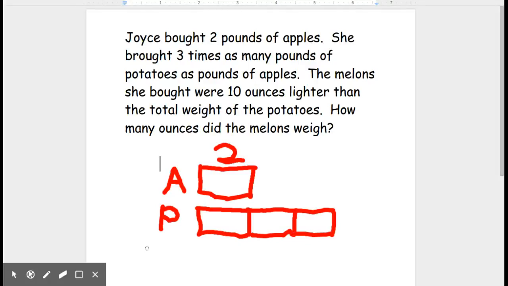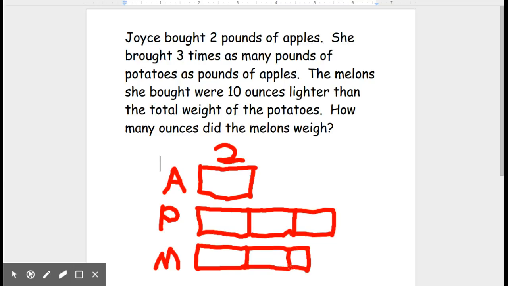Then we also know that she bought some melons. And she bought the same amount of melons as potatoes, except that it was a little lighter. She bought this many melons, but she also bought a little less, because we know it's 10 ounces less than this. So right here, this would be the 10 ounces less that she bought. So we'll make that green. So we know that this part right here, we need to subtract.